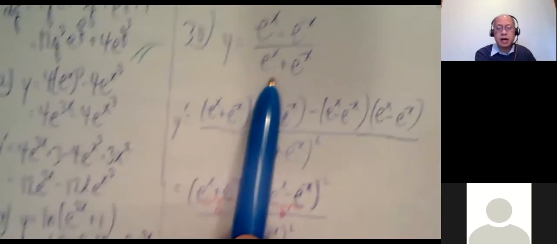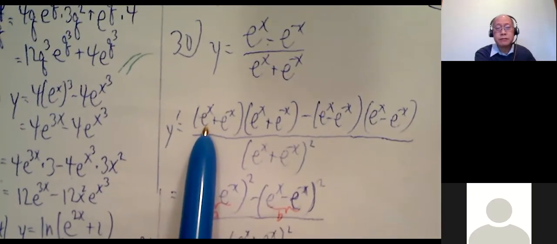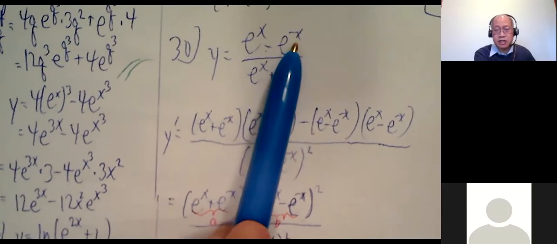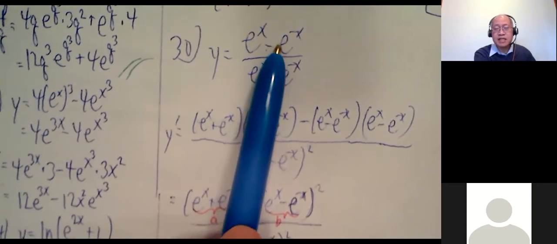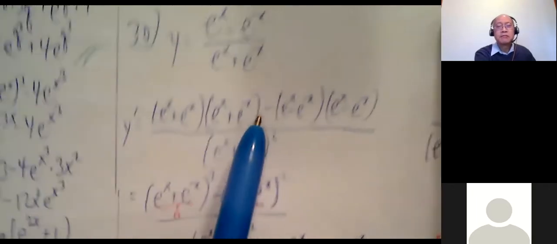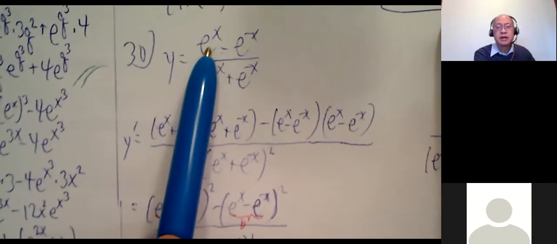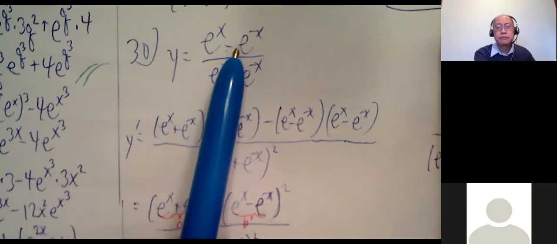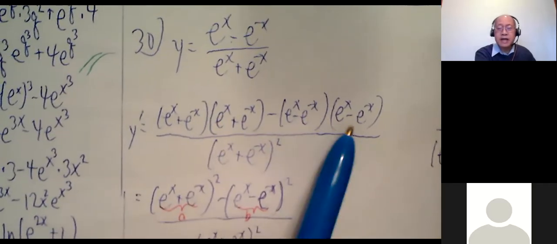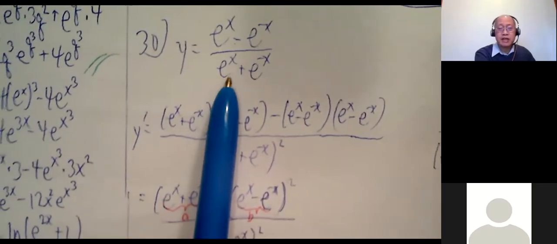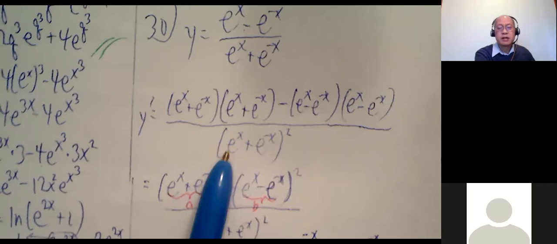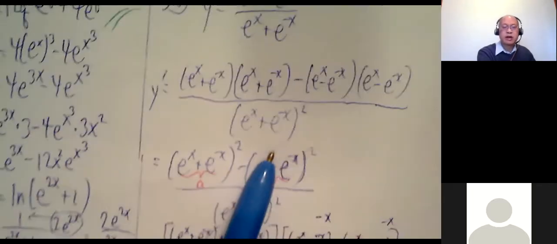Denominator, copy the denominator, e to the x plus e to the negative x, times the derivative of the numerator, e to the x plus e to the negative x, right? Derivative of e to the x is itself. Derivative of e to the negative x is negative e to the negative x. So there's a minus minus, so it becomes a plus. Minus the other way around. Top, e to the x minus e to the negative x, times the derivative of the bottom, e to the x minus e to the negative x. Same game. Derivative of e to the x is itself, but the derivative of e to the negative x is negative e to the negative x. All over the square of the denominator, e to the x plus e to the negative x, quantity squared.